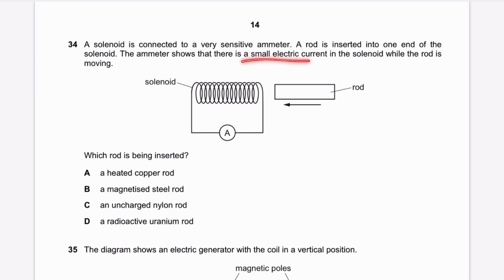A small electric current hai. Why is it small even though the rod is moving? It's small because it is a magnetized steel rod. You guys should know this. When it's magnetized, what is going to happen? It's going to be a magnet. तभी तो यहाँ पर करंट प्रोड्यूस हो रहा है सोलेनॉइड में, वरना सोलेनॉइड में क्यों करंट प्रोड्यूस होता? Any rod, whether it's heated, uncharged, or radiated, doesn't make a difference. If it's producing an electric current in a circuit that doesn't have a power source, it's obviously magnetized.